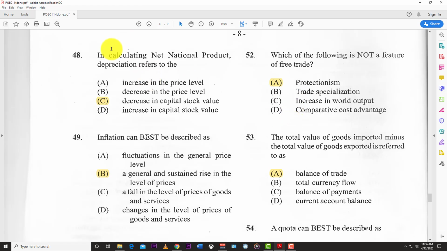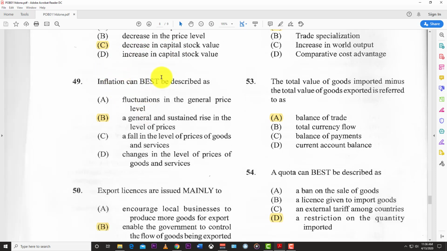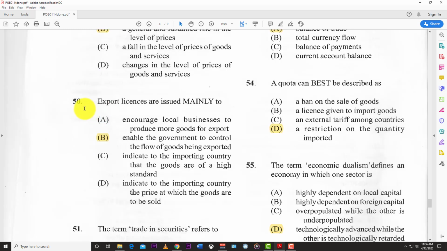48. In calculating net national product, depreciation refers to the C, decrease in capital stock. I know you accountant people out there would know these things. Depreciation is the cost of wear and tear on your capital, your fixed capital. 49. Inflation can best be described as B, a general and sustained rise in the levels of prices. That's inflation, when prices are increasing in the economy. 50. Export licenses are used mainly to, and the best answer here is to enable the government to control the flow of goods being exported. They know what's going out.